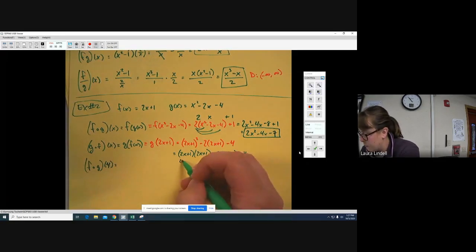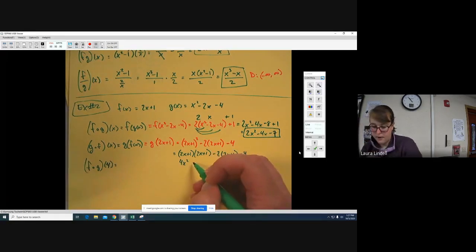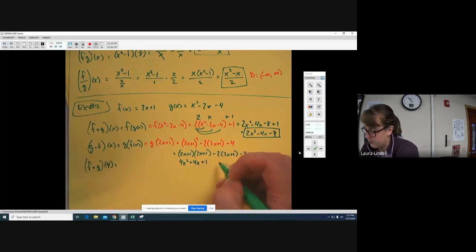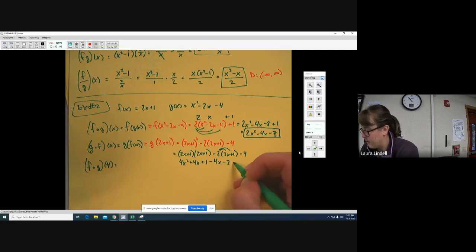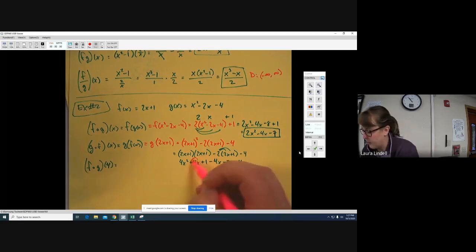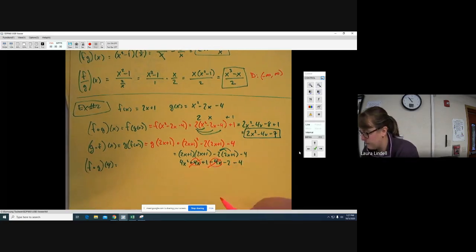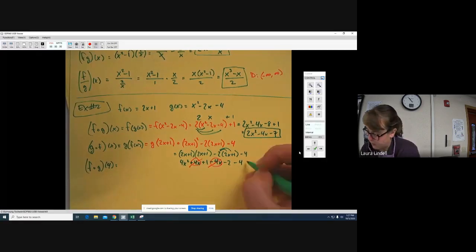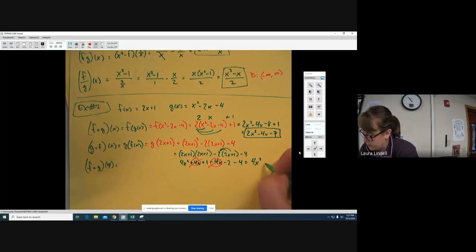So we end up with 4x squared, and then 4x plus 1. And then we distribute here as well. So we get minus 4x minus 2. And then we have that minus 4 still. And then when we simplify here, the plus 4x and the minus 4x cancel. And these like terms here combine to be negative 5. So we end up with 4x squared minus 5.